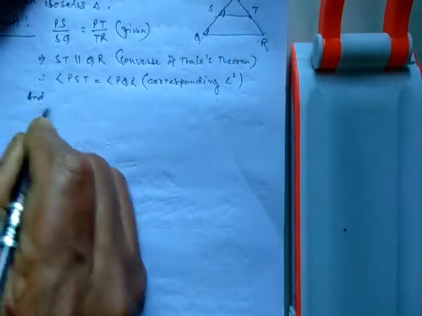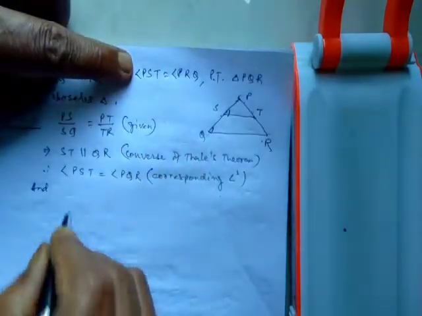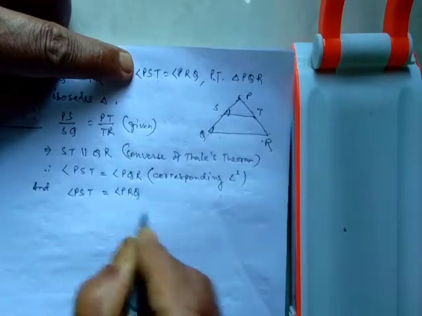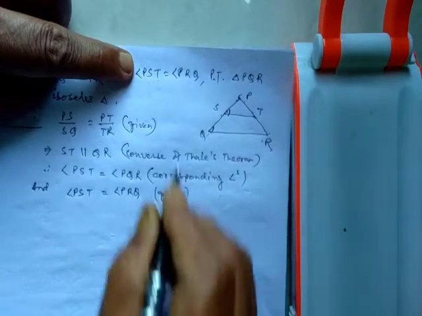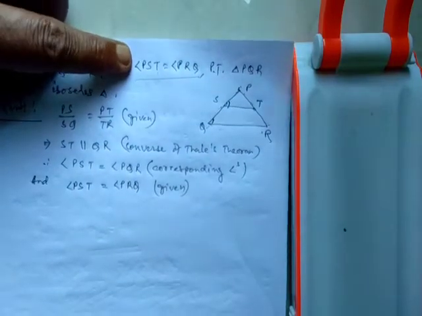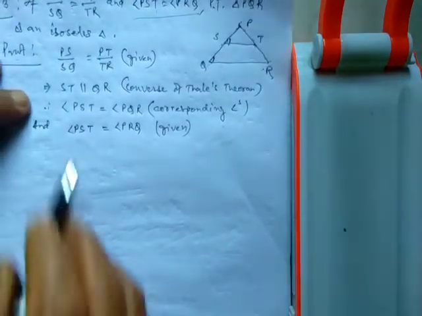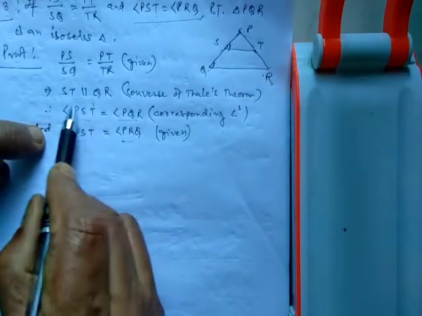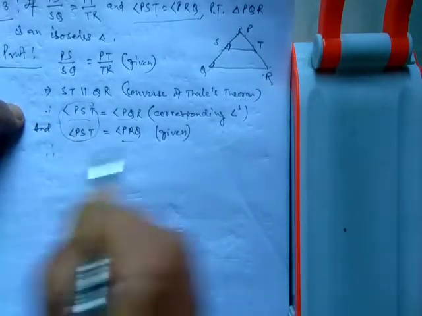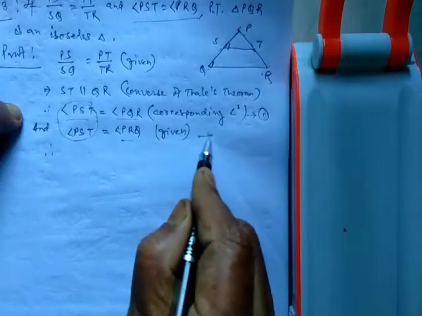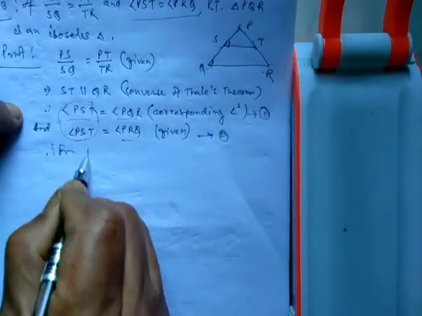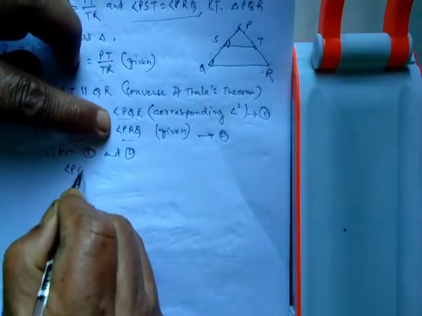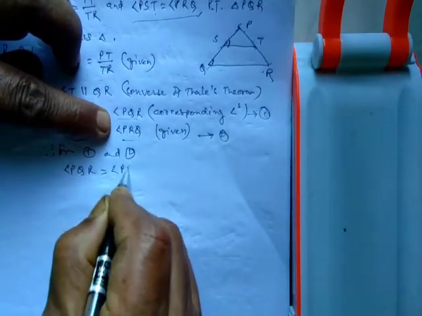Also, what they have given, angle PST is equal to angle PRQ. This value is given to us. Now from these two, PST is equal to this much and PST is equal to this much. These two are the same value. Therefore, from 1 and 2, this I am making as 1 and this as 2, these two are also equal. Angle PQR is equal to angle PRQ.